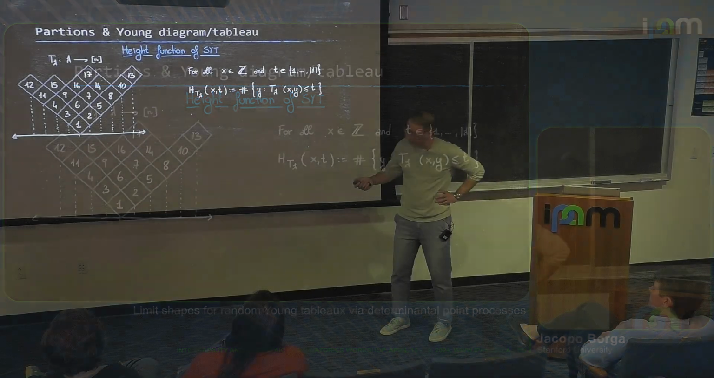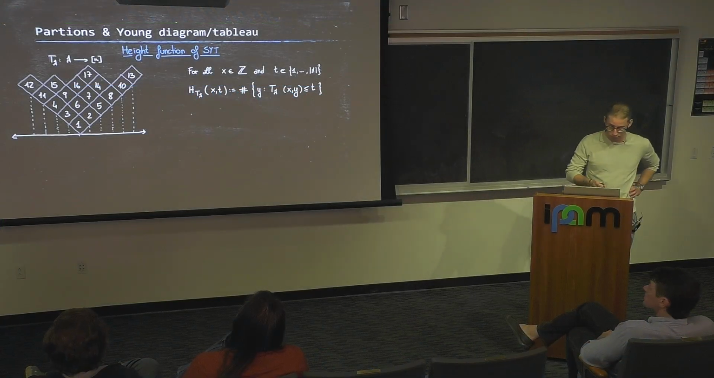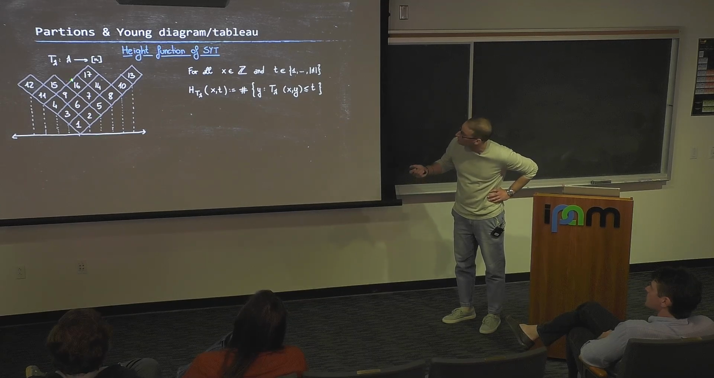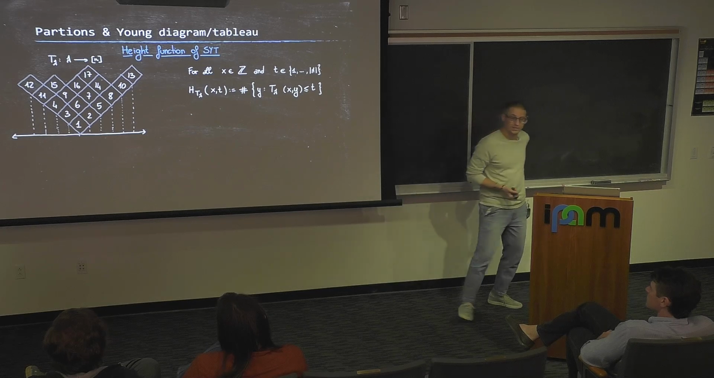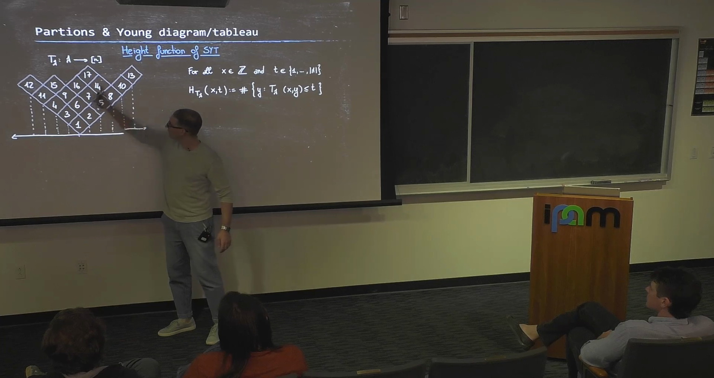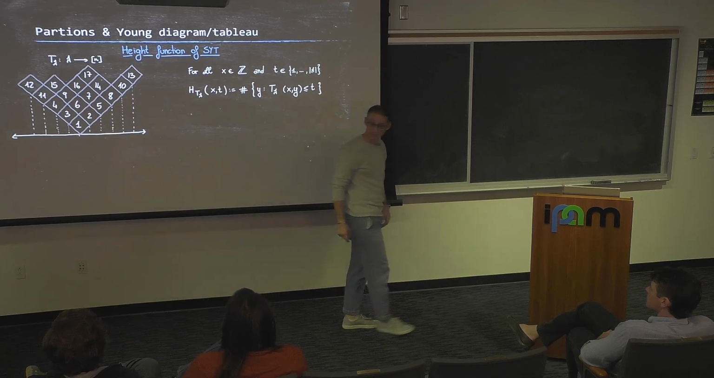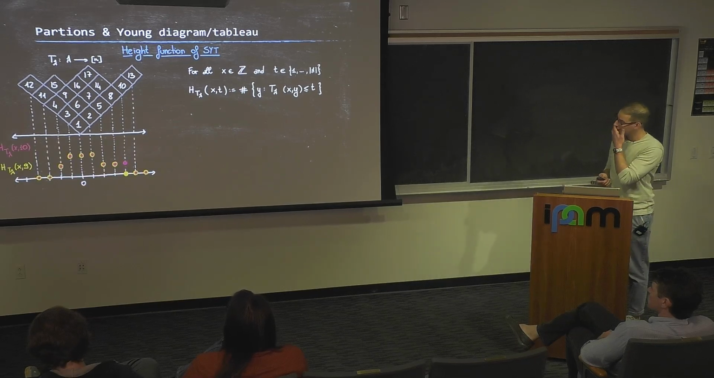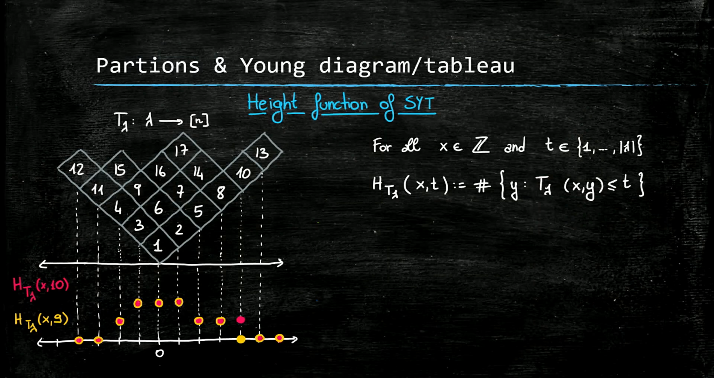Okay, so for example, for x equal to 2, where is 2? It is here. h(2, 10) is 1, because there is exactly one box that has value less than or equal to 10 in this vertical ray. Okay, so here I plotted, I fixed t, for example t equal to 10 and t equal to 9, and I plot the function h(x, t) for t fixed and x varying.